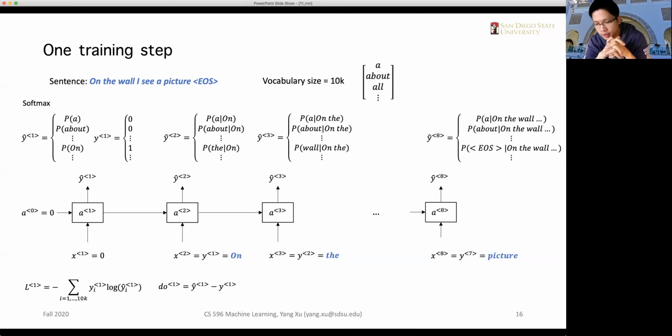So that is typically how we train recurrent neural network based language models.